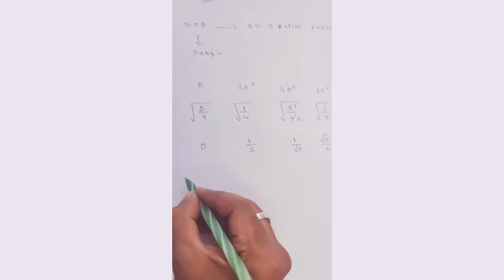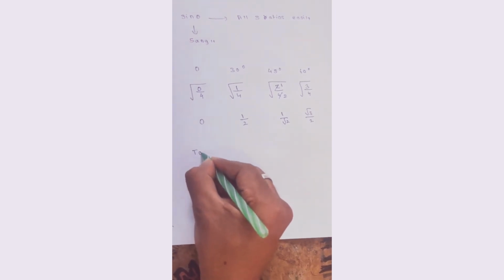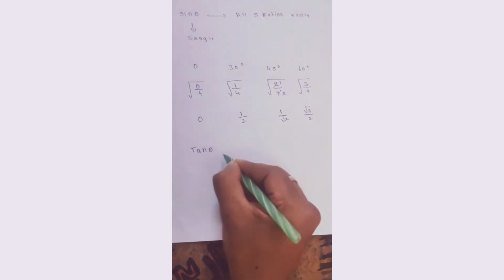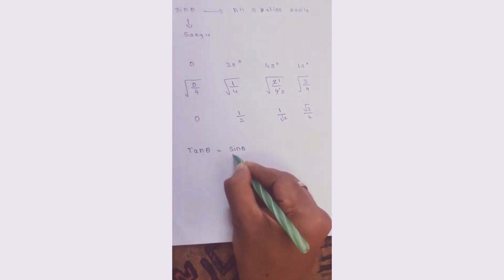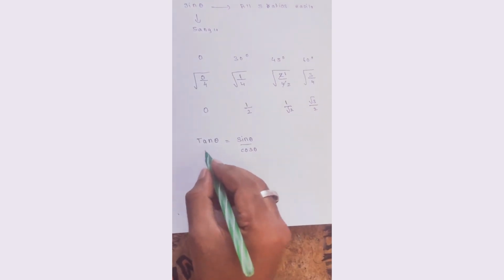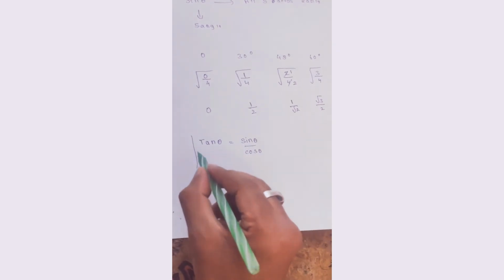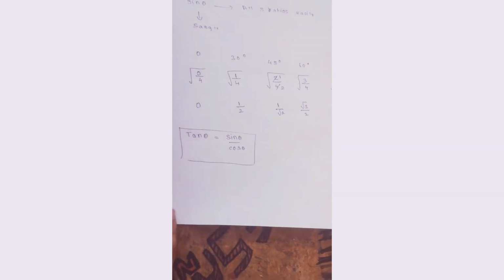Now what about tan theta? We know that tan theta is nothing but sin theta by cos theta. Just use the sin values. Okay, just 1 second, I am keeping it above so that you can understand it easily.